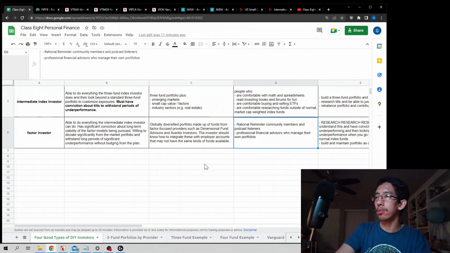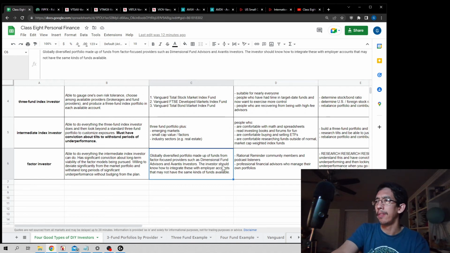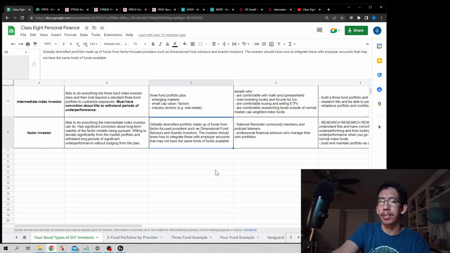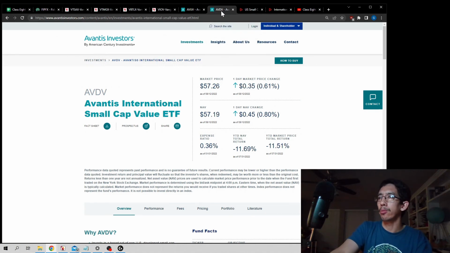So an example, here's what I wrote: globally diversified portfolio made up of funds of factor focused products. Providers such as Dimensional and Avantis. The investor should know how to integrate these with employer accounts that may not have the same kinds of funds available. I don't want to dig too much into this because, one, I fear I'm going to lose most of you. And two, I don't want to make it too attractive to folks who should not be doing it. But here's a portfolio that I've seen folks use: 50% AVUV, 50% AVDV.